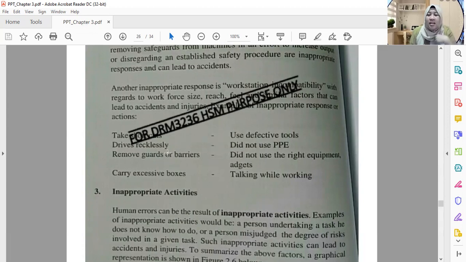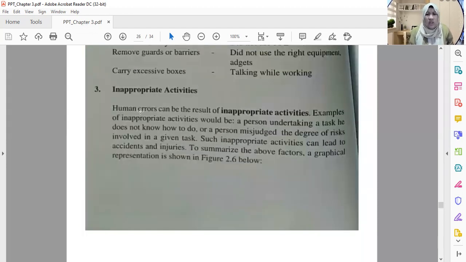And also we have driving recklessly, not using PPE, removing guards or barriers, not using the right equipment and gadgets, and carrying excessive talks, meaning talking while walking. So this is also a problem. I see this happen in fast food restaurants, because they keep talking to each other and are not focused on whatever they do, and there will be wrong orders. They do not listen carefully because they are busy talking. So this is also not the right thing to do.